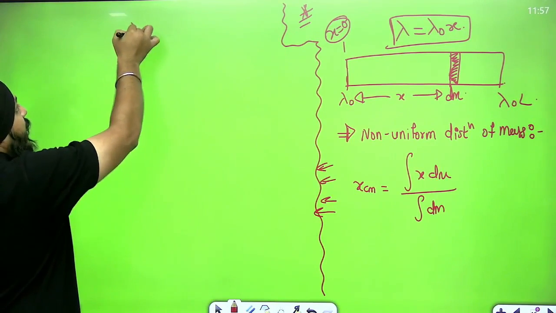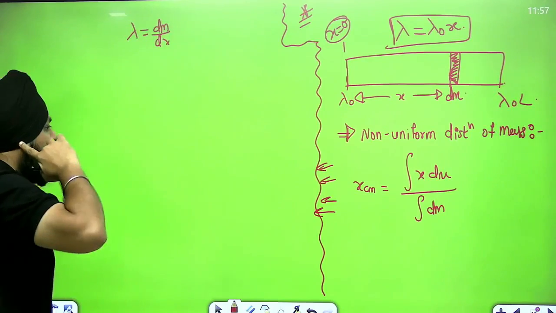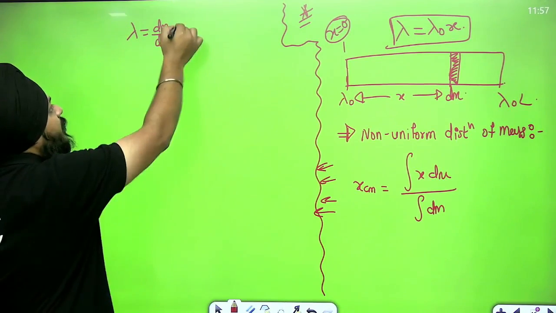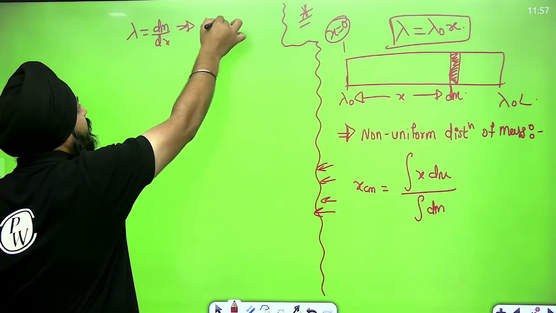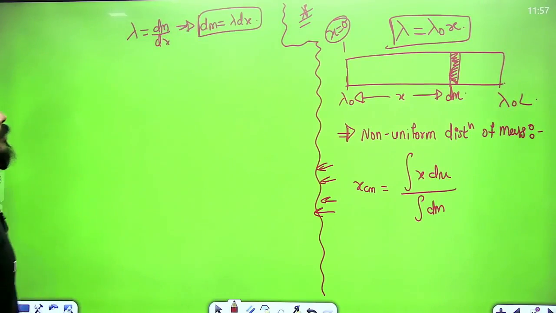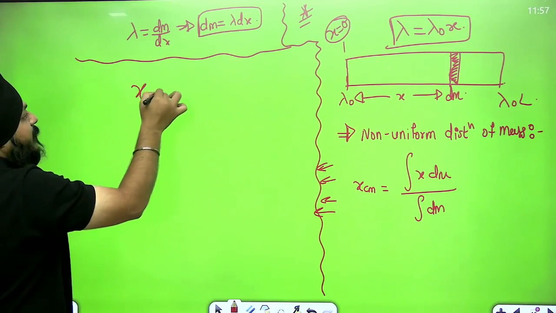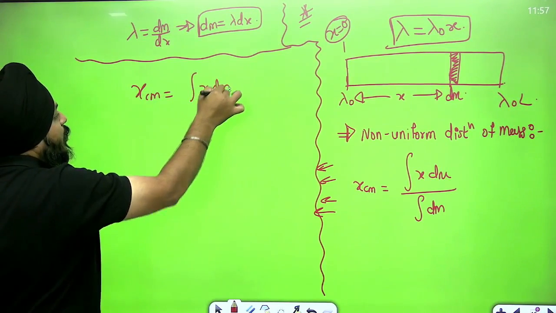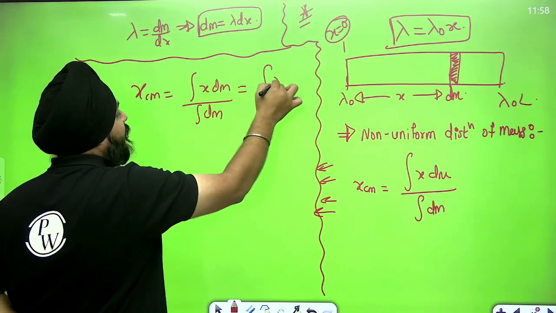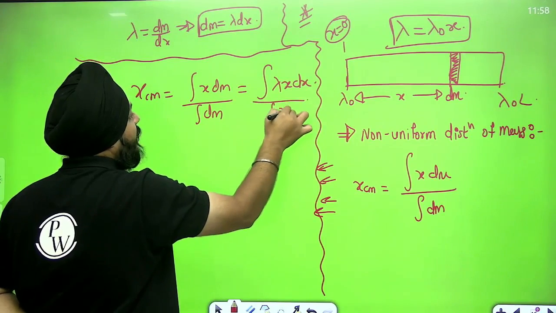Okay, see now. Lambda is equal to dm by dx. I can't write it as m by L, right? Because it is a non-uniform mass distribution. So from this, can we say that dm is equal to lambda into dx? Yes or no? Now we are going to replace this into the equation to get the specific answer. X center of mass is integration of x dm whole divided by integration of dm. So this is equal to integration of lambda x dx whole divided by integration of lambda dx.